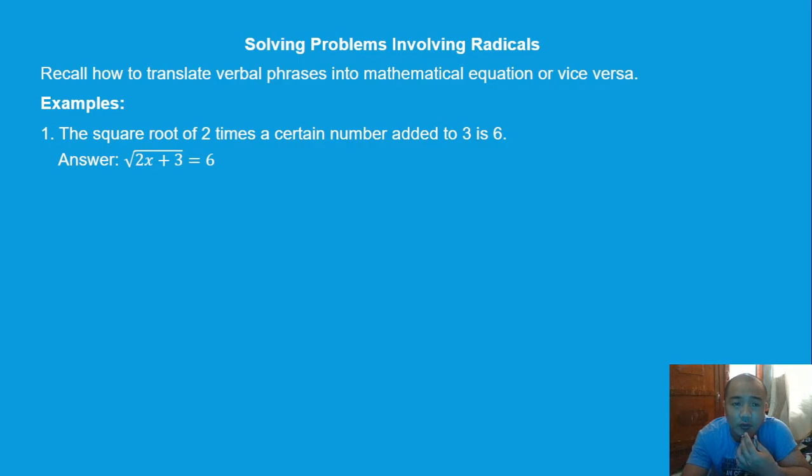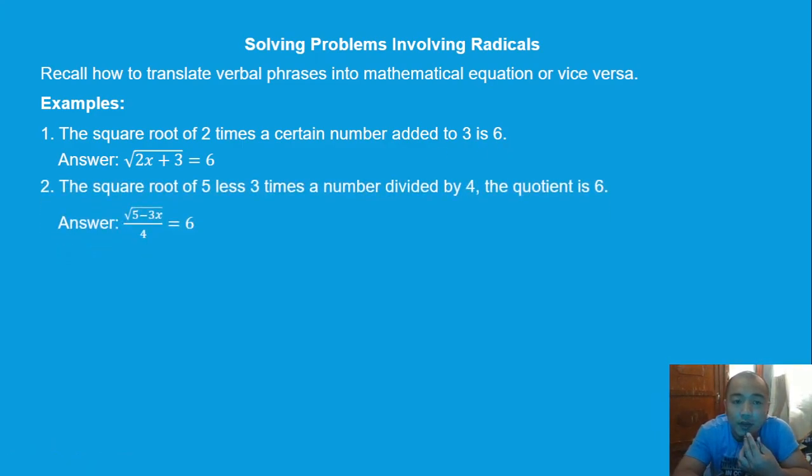The square root of 2 times a certain number added to 3 is 6. So, how do we translate this verbal phrase to a mathematical equation? Square root of 2x plus 3 equals 6. Yes, square root of 2 times a certain number, which is 2x, added to 3, so plus 3, is 6, means equals 6.